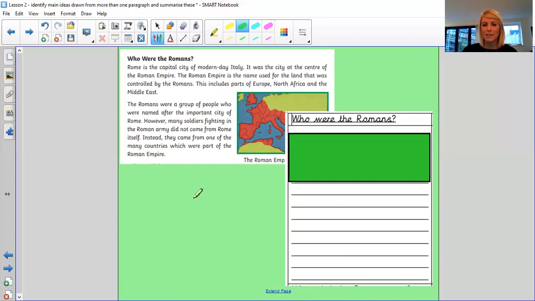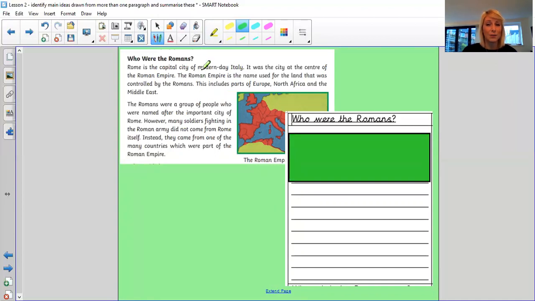Well, all of that information is interesting, isn't it? It's telling us about the Roman Empire, but it's not actually telling me who were the Romans. So I think I can probably ignore most of that. So you see, a summary really is a shortened version. You shouldn't have too much information in. We only want to know who were the Romans, and all of that information was just about the Roman Empire.